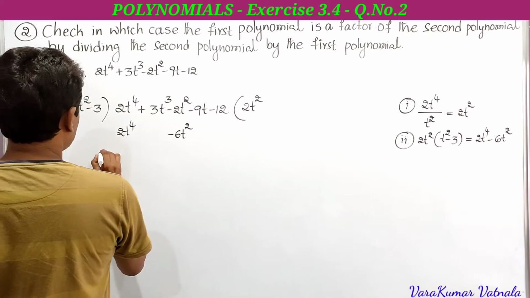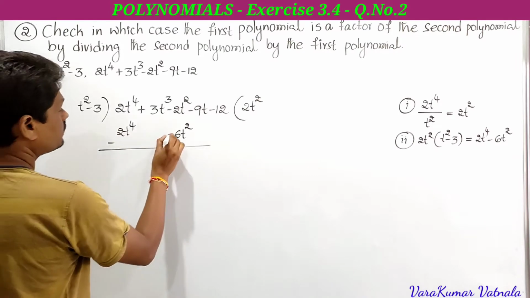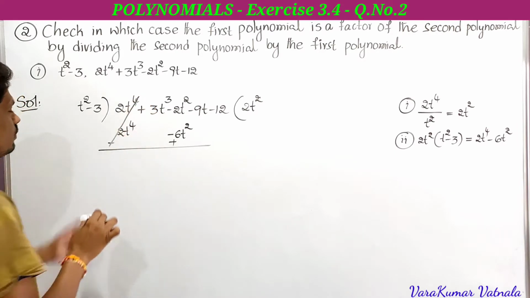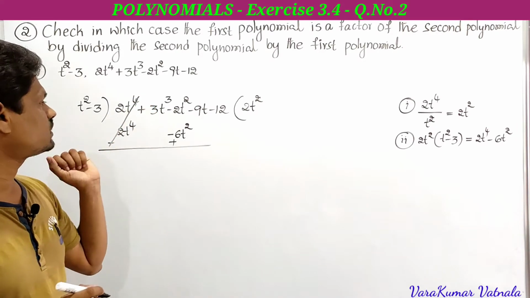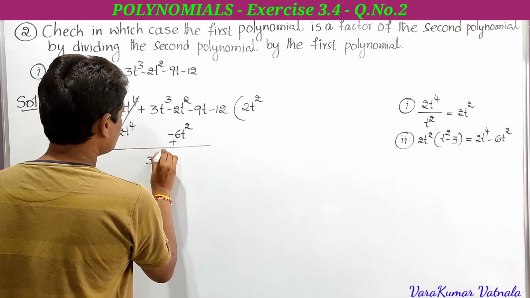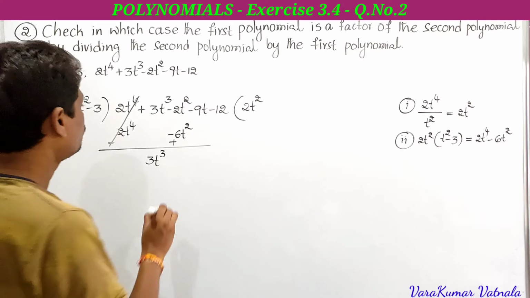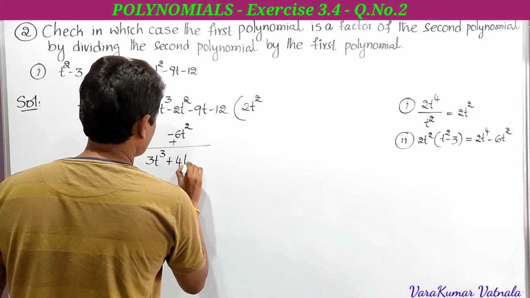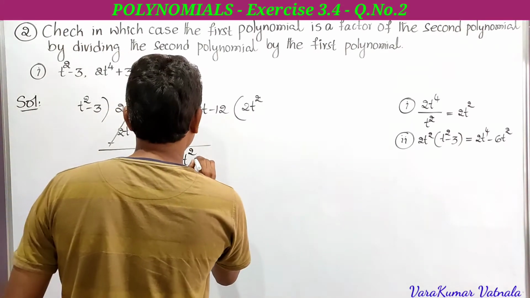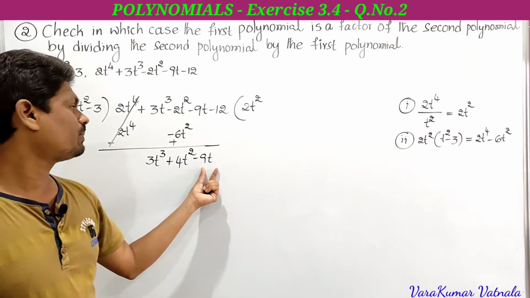So see here, now how to subtract. Here it is plus 2t to the power 4, it becomes minus, becomes plus. So 2t to the power 4 minus 2t to the power 4 gets cancelled. 3t cube, nothing is there, so 3t cube as usual. Here minus 2t square plus 6t square, we can get 4t square. Next term, minus 90 is there, take minus 90 down here. So now 3t cube plus 4t square minus 90.